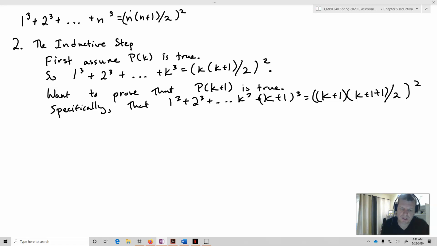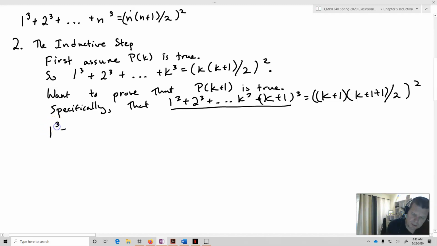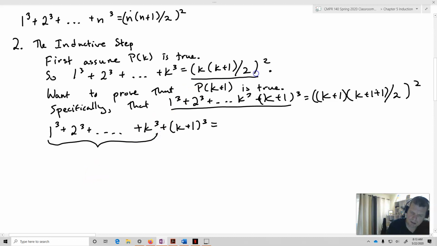We're going to start with the left-hand side of the equation. Anytime we do any kind of proving using equations, start with the left-hand side and work towards the right-hand side. So we'll say 1 cubed plus 2 cubed plus up to k cubed, plus k plus 1 cubed. Now what you want to notice is that this part here is, by assumption, k times k plus 1 over 2 squared. We already said that P of k is true. This is P of k.